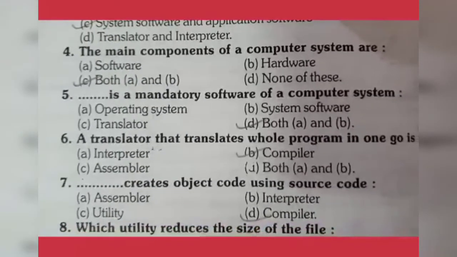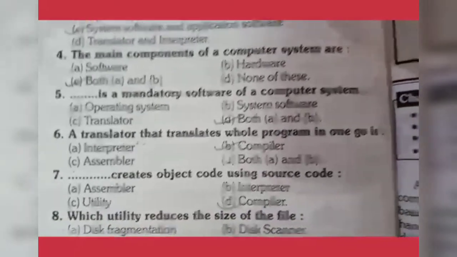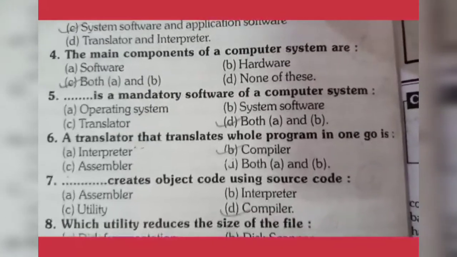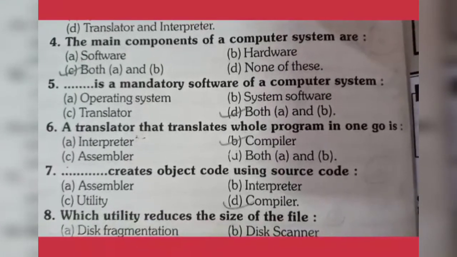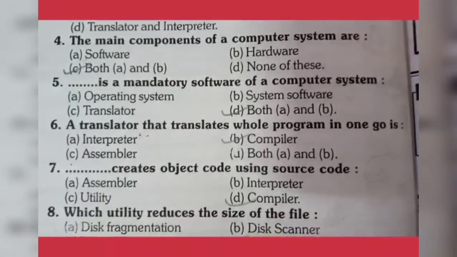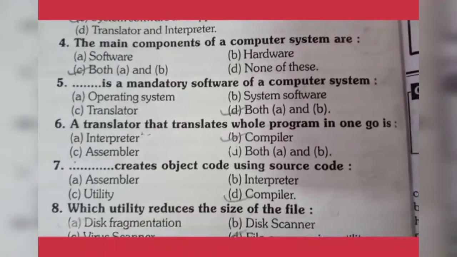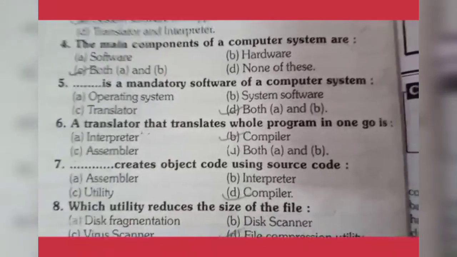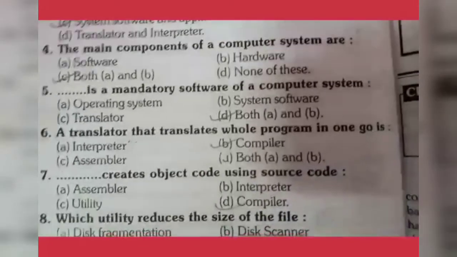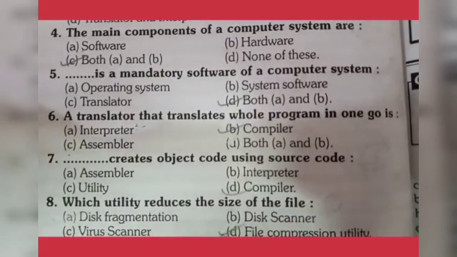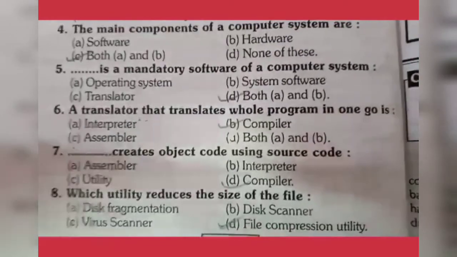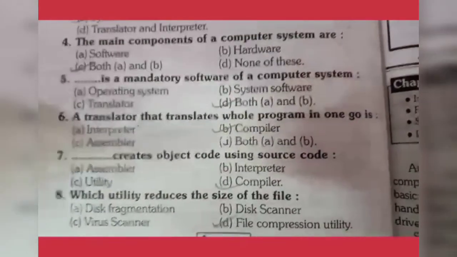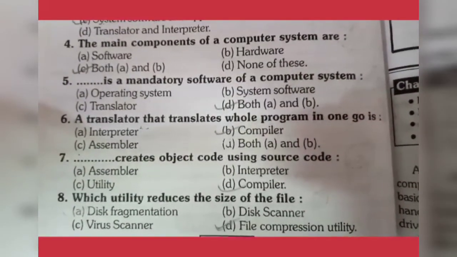A translator that translates whole program in one go is compiler. Compiler is a translator software that is used to convert whole program in one go. Next is dash creates object code using source code. Answer is compiler.